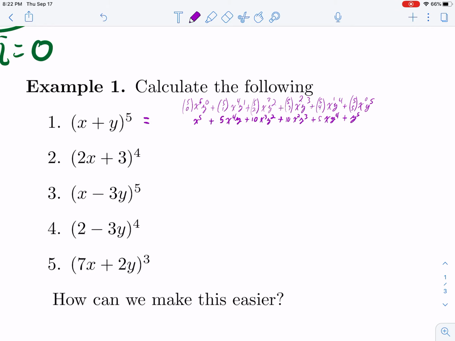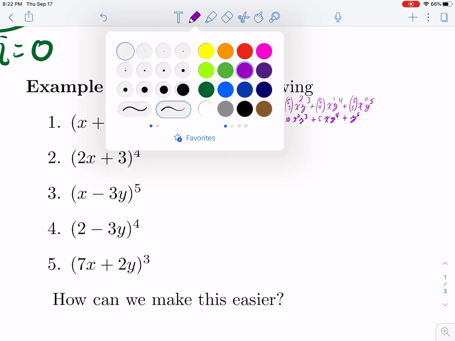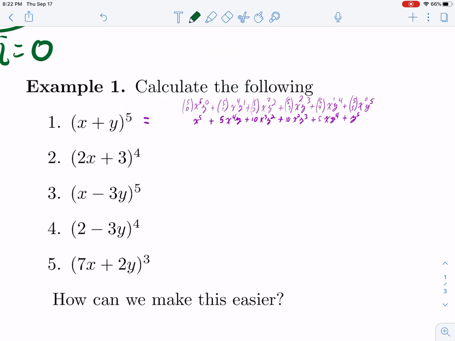So let's now look at number 2. Not number 2. I don't want to do number 2. I actually want to do number 3. Because number 3 is where it gets a little bit trickier. Because it's got this minus sign. Okay?